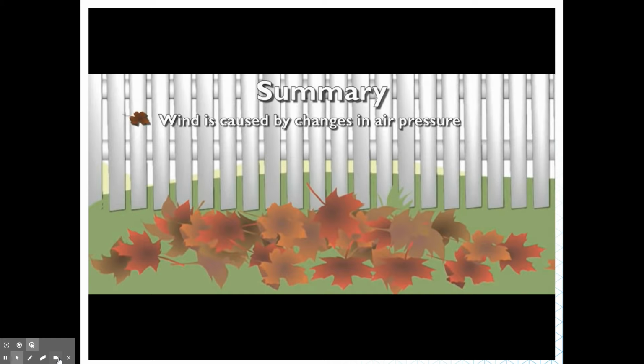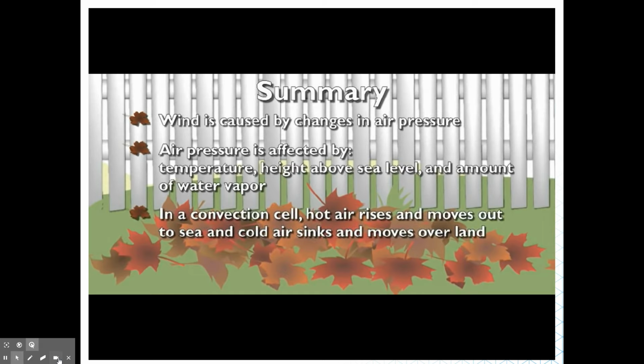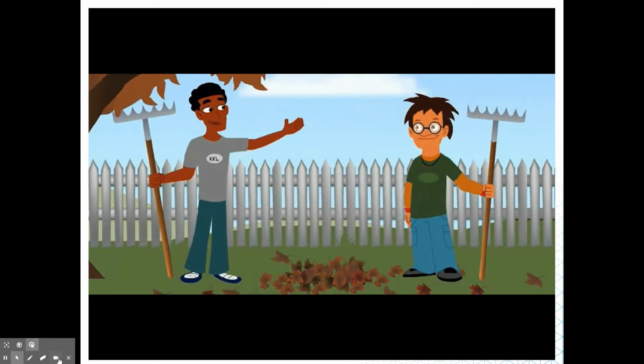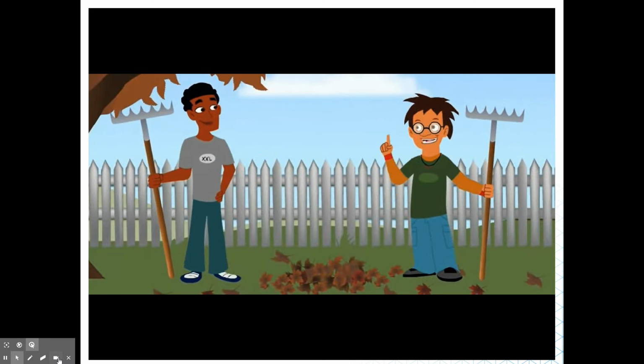I never realized wind was caused by changes in air pressure, or that air pressure is affected by three things: temperature, height above sea level, and amount of water vapor in the air. And the convection cell stuff, hot air rising, cool air sinking, it's wild. But it's not as wild as the Coriolis effect. That's the spinning of the earth that makes winds curve. Wind is invisible, but so powerful. Wow, Sam, I'm blown away. Well, it was quite a whirlwind of information.